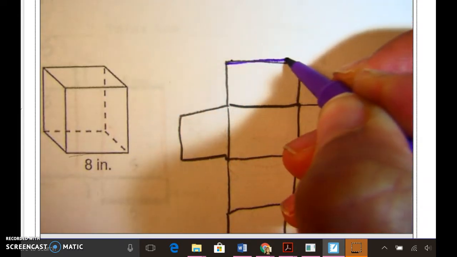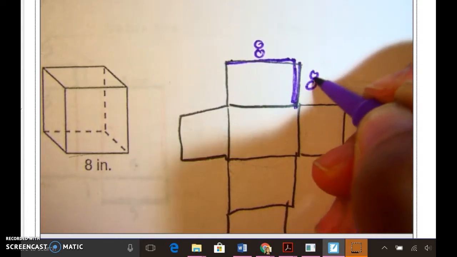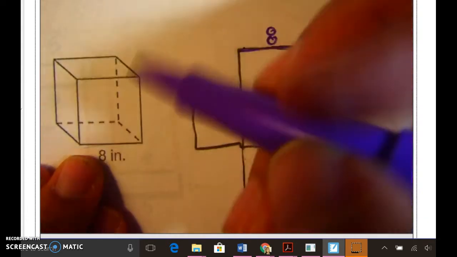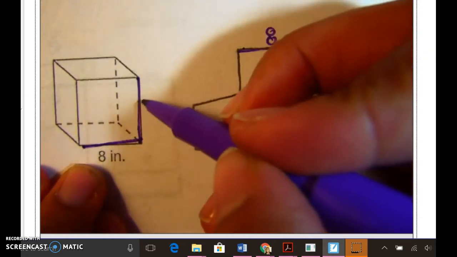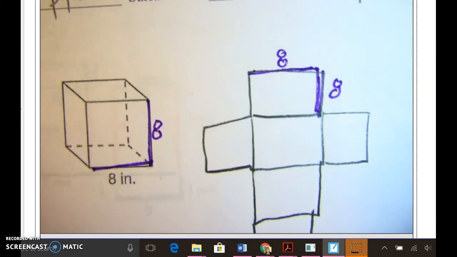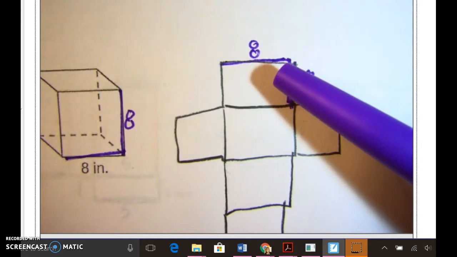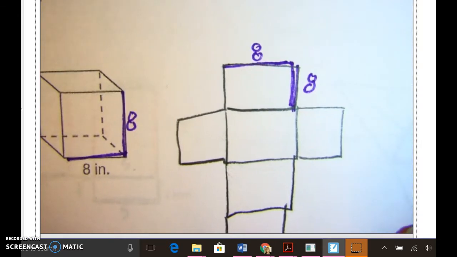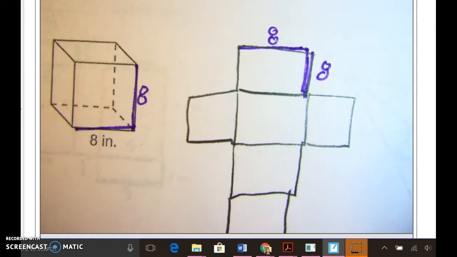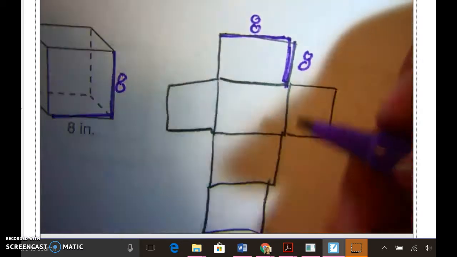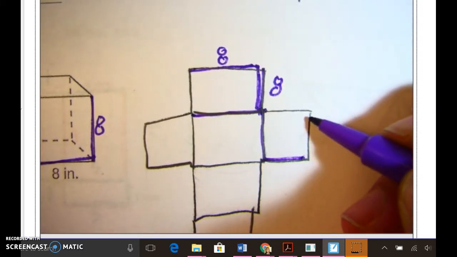So that means this would be 8. And this would be 8. Even if I didn't draw it to look that way, that's what's true about a cube. A cube is made up of squares, and squares have 4 congruent sides. Okay, so I need to find the surface area of the cube, and the area of each square is going to be side times side. All the sides are 8. This is 8, this is 8, this is 8, this is 8. All the sides are 8.